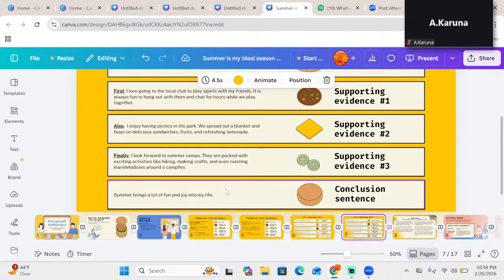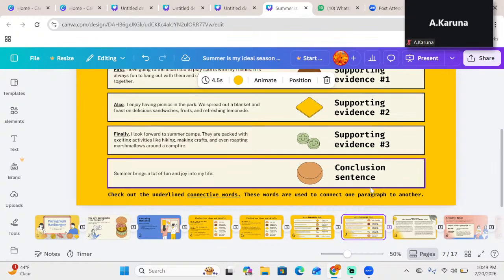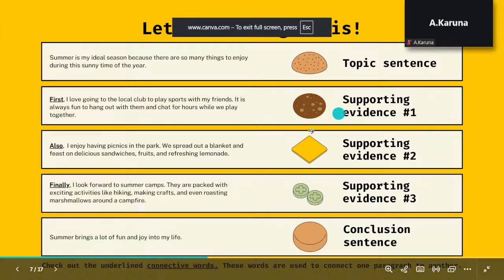Finally, summer brings a lot of fun and joy into my life. This is our conclusion sentence. And here, check out the underlined connective words. These words are used to connect one paragraph to another. So that's what we were talking about earlier, right?